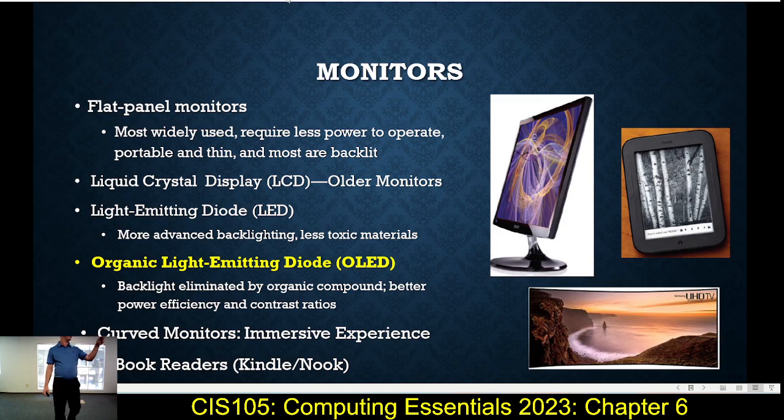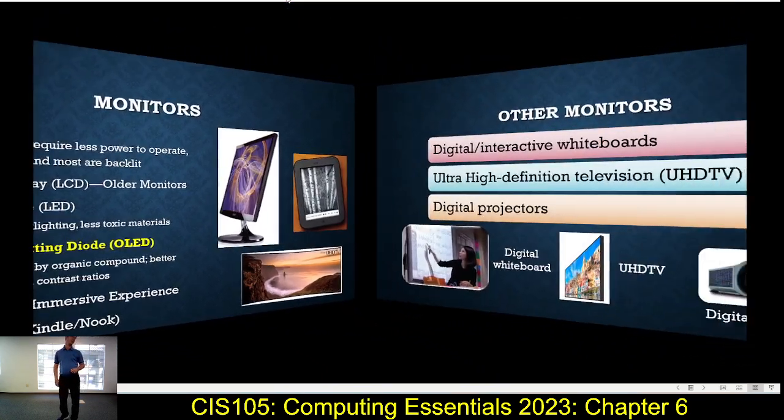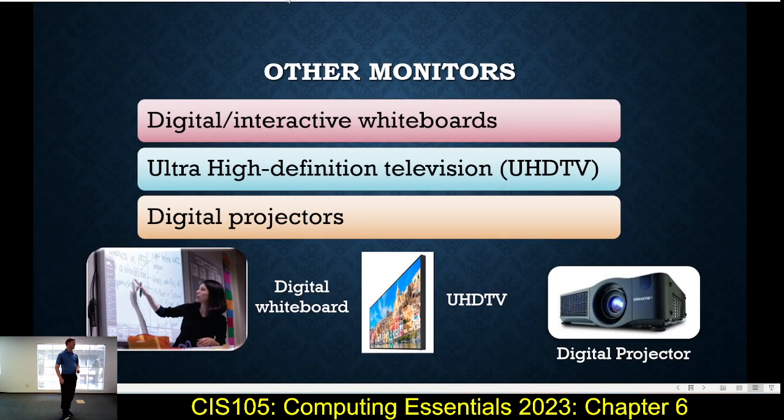I just put the rest of that stuff up there. So there's less toxic materials now. Backlighting gives you better quality, better clarity, but that backlight has now been eliminated by an organic compound, which provides better power efficiency. So yes, these monitors use less power than ever before, and greater contrast ratios, which I talked about in the last slide. We see a lot of curved monitors now, which provide an immersive experience, and believe it or not, your book talks about ebook readers, but you and I both know that we can use our phones now for ebooks.